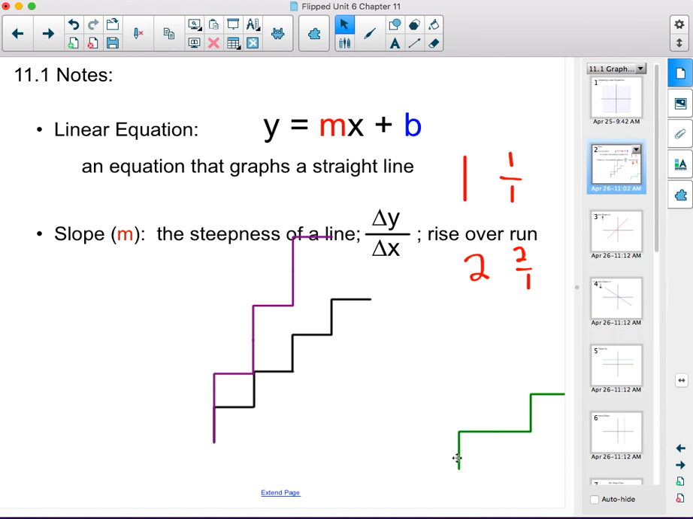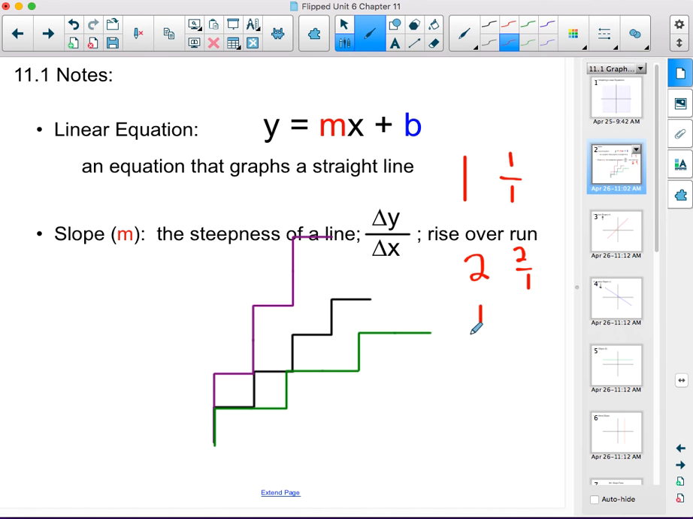Let's say we get a totally different set of stairs here. We can look at these green stairs. We can see that they're a lot more gradual, less steep. These stairs rise 1 and run 2. So these stairs actually represent a slope of 1/2.